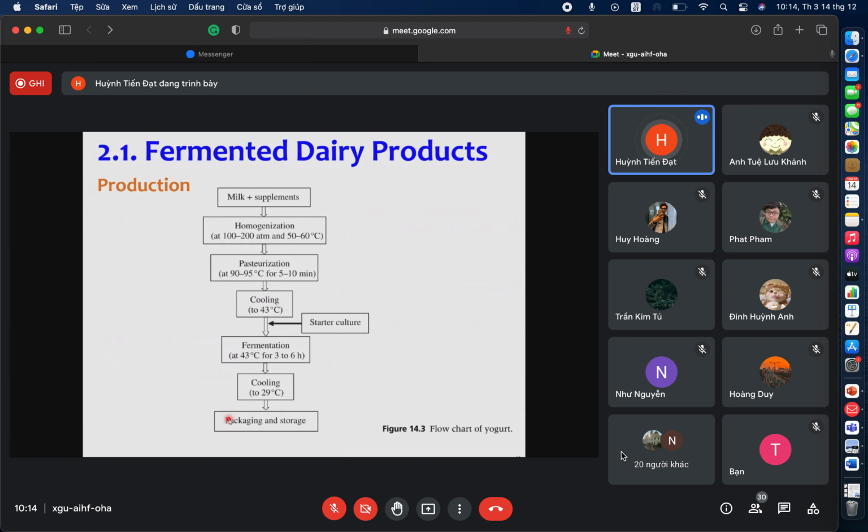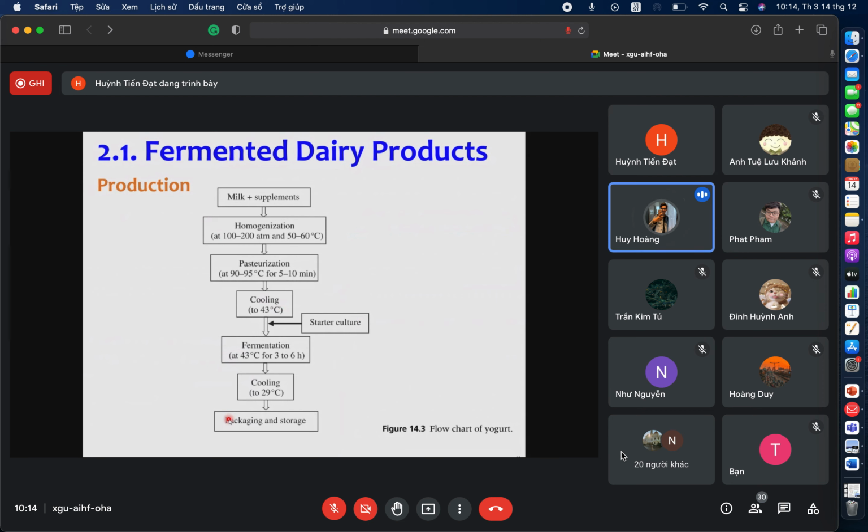And this one is not a very expensive heating. We just do it at around 95 degrees Celsius for a maximum of 10 minutes. Then we need to cool it down to 43 degrees Celsius. Why do we not cool down to 30 or some other lower temperature, but keep around 43?